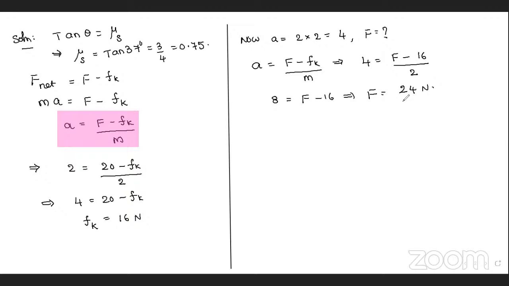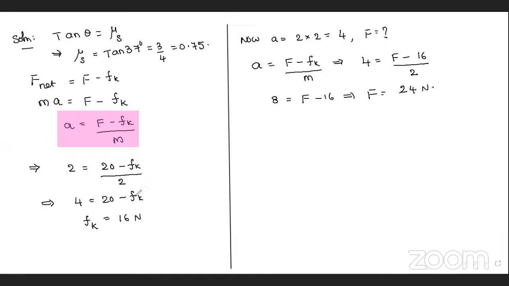Now you understood this method? How to find the acceleration when a body is sliding on a surface? So the second model is also over. In this case, what he gave is just unnecessary data, because we calculated Fk separately, and that is not required for us. F is 24.